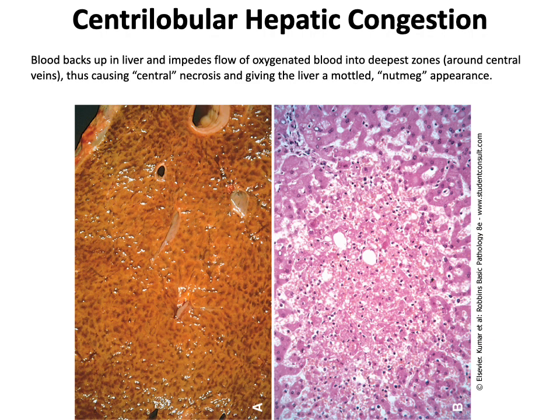So as a result, it's going to cause ischemia in the deeper zones of the liver where oxygen is not delivered as easily, and this gives the characteristic nutmeg appearance of central passive congestion of the liver.